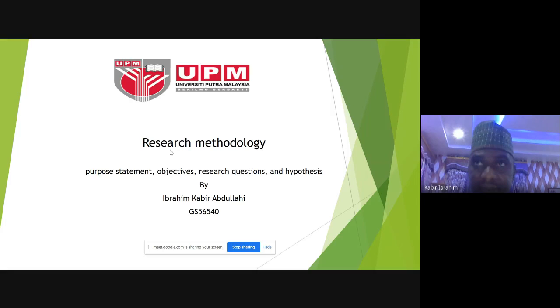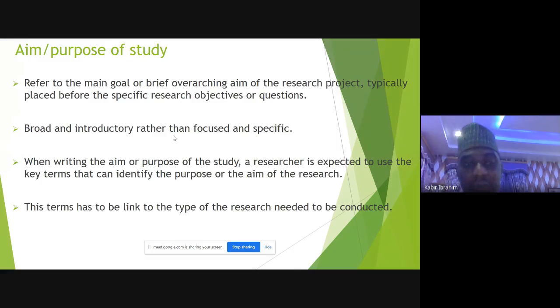Your objectives, research questions, and hypotheses. What is the purpose of the study? We are going to see the purpose or aim of the study. In my slides here, I said it refers to the main goal or brief overarching aim of the research project, typically placed before the specific research objectives or questions.